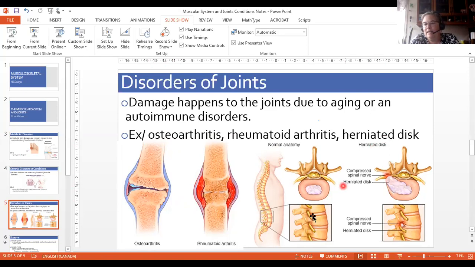Another joint disorder is a herniated disc. So this is looking at the cartilage between the intervertebral discs. The intervertebral discs, remember, are the discs that are between the vertebrae in your vertebral column.